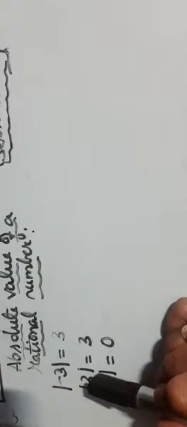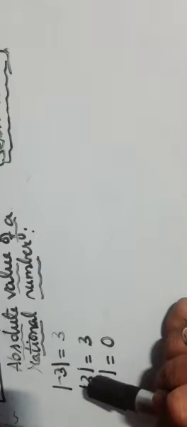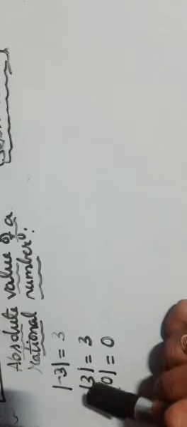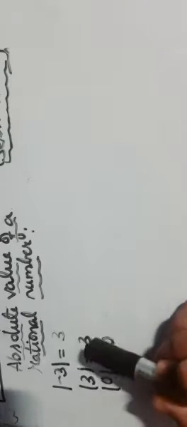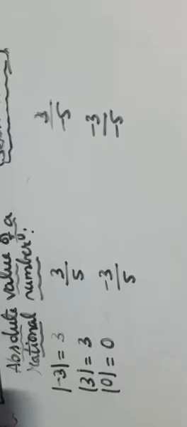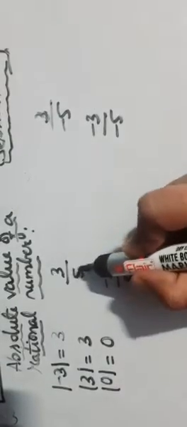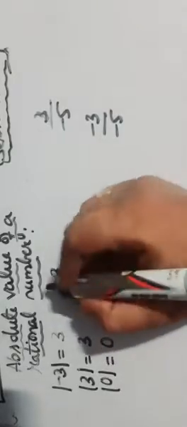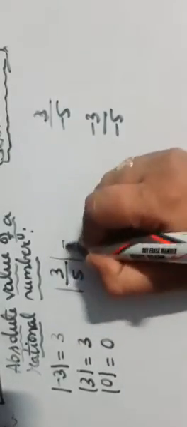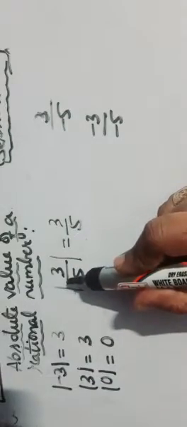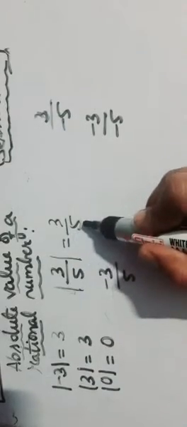Here you can observe, children, the absolute value of 3, where 3 has a positive sign, so we will write only 3. The absolute value of 0 is 0. It is the same in the case of rational numbers. Here is a rational number 3 by 5. The absolute value of 3 by 5 is equal to 3 by 5, because it has only a positive sign, so we write 3 by 5 as it is.